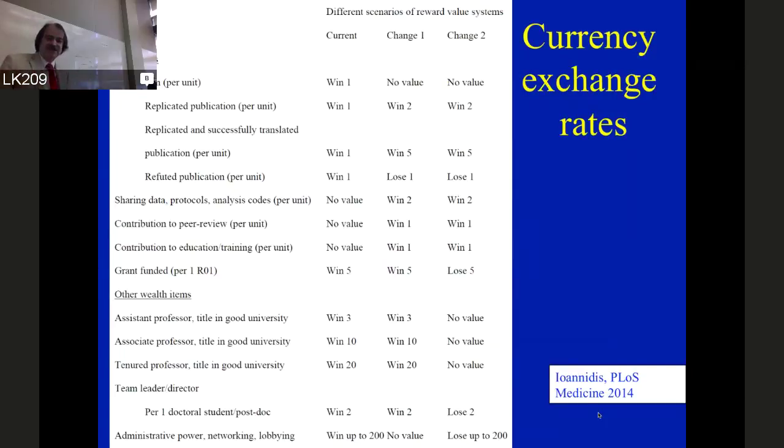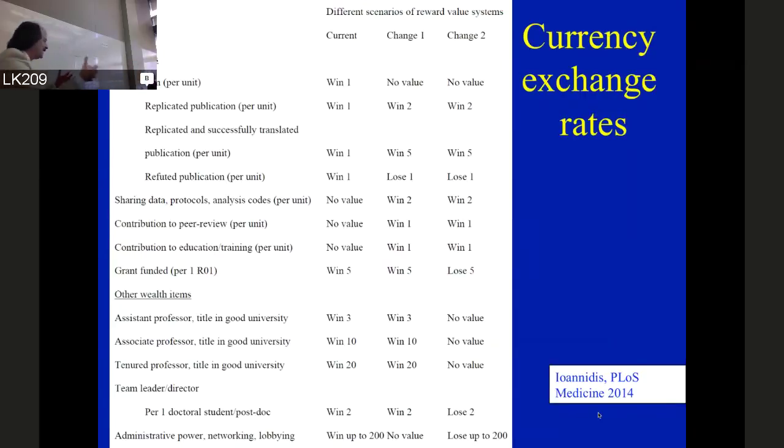So the changes to that system are many, and one has to think about how to do that. One option is to give value to replicated publications, and even more to translated research, and maybe even subtract points for refuted research, give value for training of people in doing good research, and sharing and reproducibility efforts. And maybe even be more disruptive, like in the last column, the change two, which means that we are all researchers, titles have no value. If you get grants, you lose points because you got all that money. You better do something with that. And if you have power, again, you lose points because you have that much power and you can control so many people.